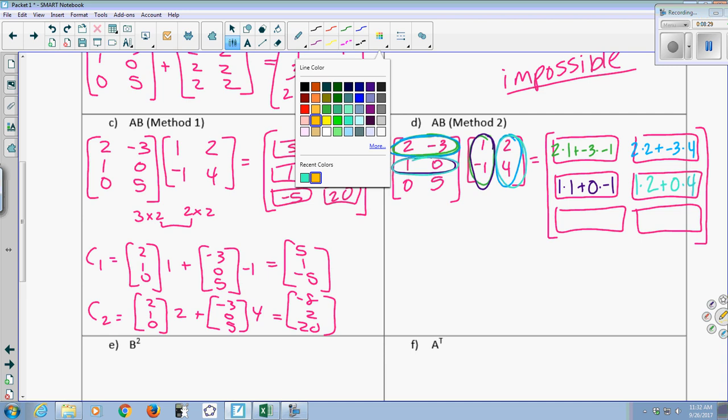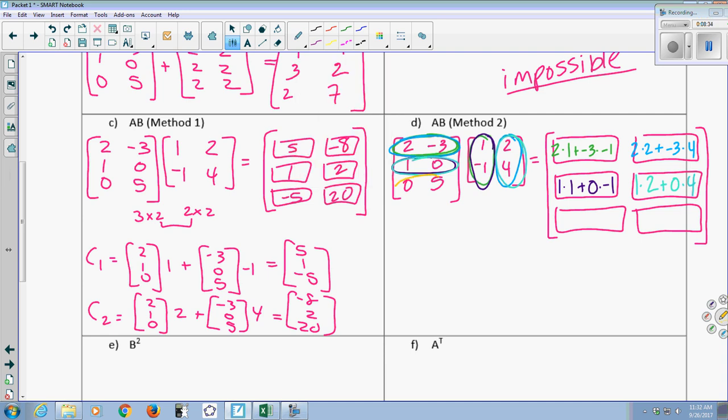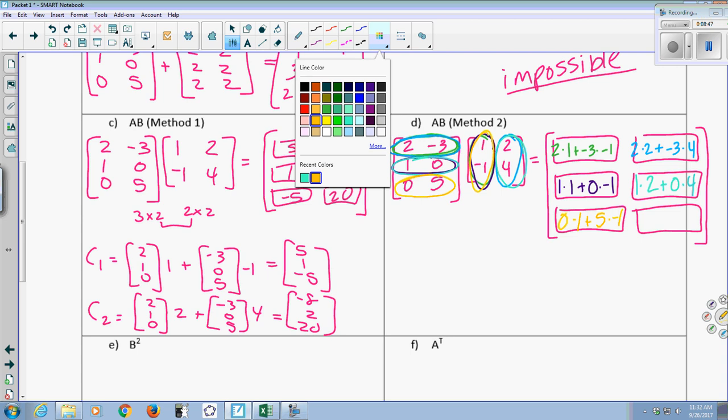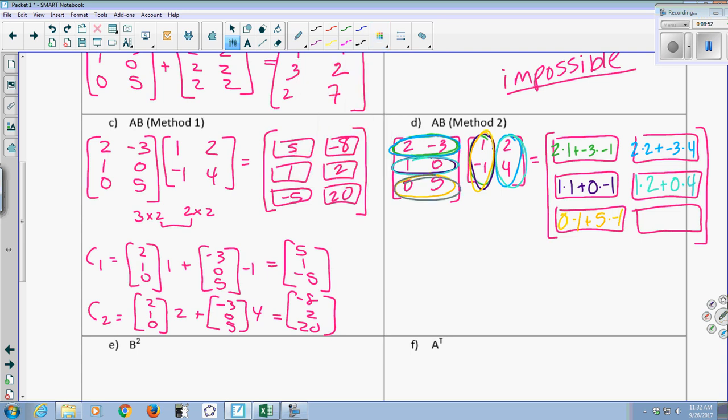I now have done the second row times both columns, so I move to the third row. Third row times the first column. The result of that product goes in the third row, first column of the answer. So 0 times 1 plus 5 times -1. And then I have one more gray. Third row, second column, goes in the third row, second column. So I have 0 times 2 plus 5 times 4.